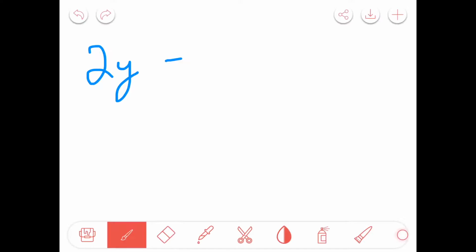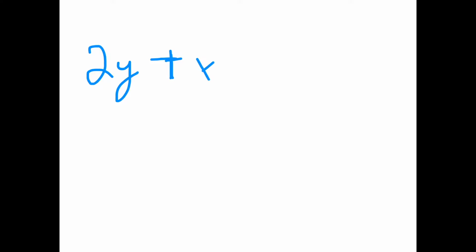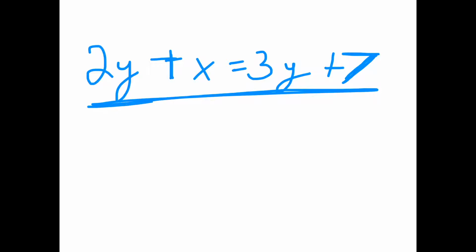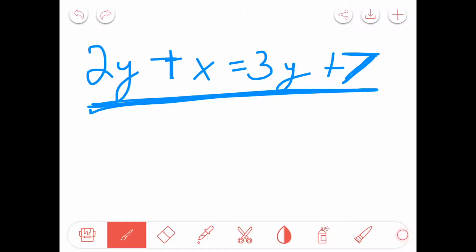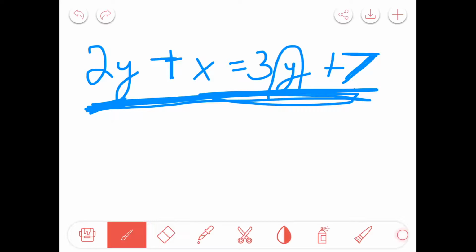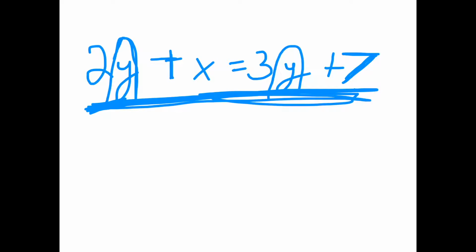2y, I'm going to try a different color this time. 2y plus x equals 3y plus 7. Okay. Back in my 2-step equations, I would say to get rid of the lowest coefficient possible. So that's what I'm going to do, but you guys can choose. Again, you have to isolate the y. That's the main purpose of this decoding. That's the number 1 goal, isolating the y.